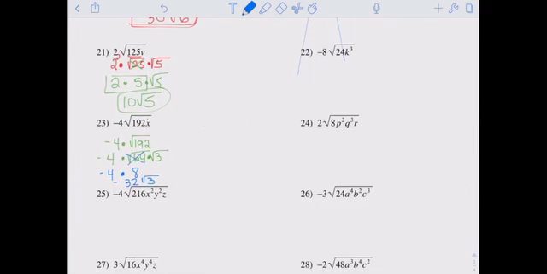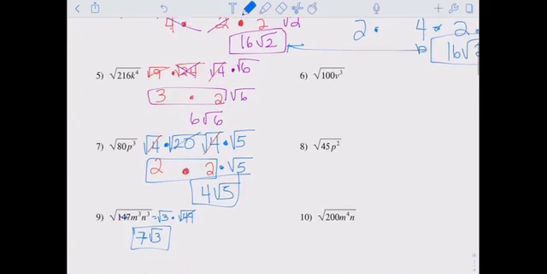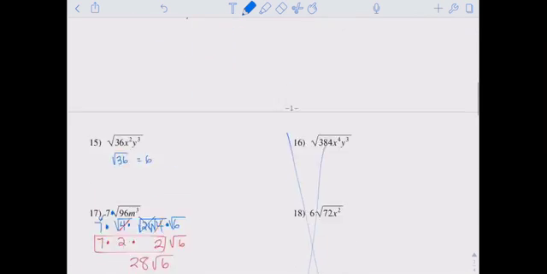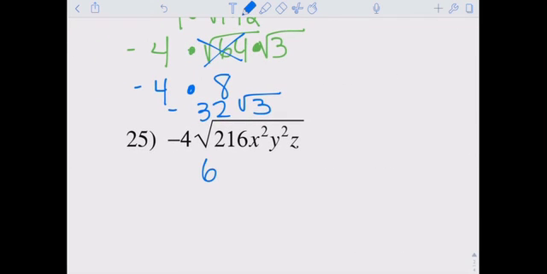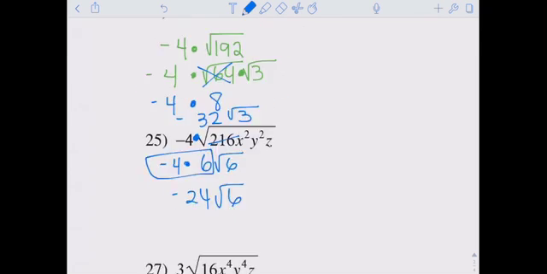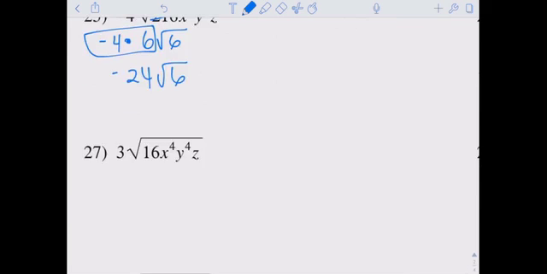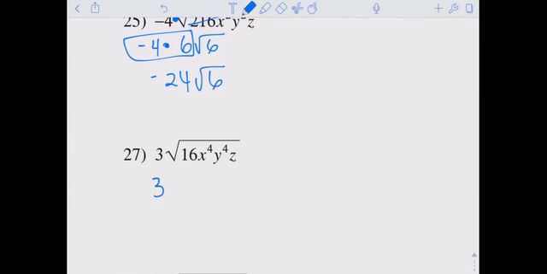Okay, now 216 is way up here. 216 is 6 radical 6. 216 is 6 already. So negative 4. Remember, there's a times here. Radical 6. Multiply these two together, you get negative 24 radical 6. This one here is 3. That is times 8. No, that's 4, sorry. Which is 12.